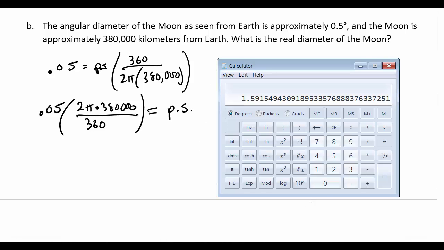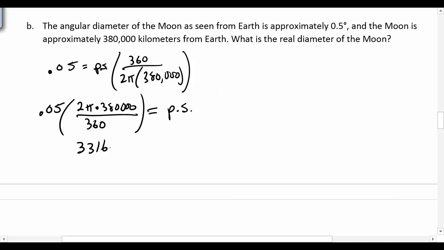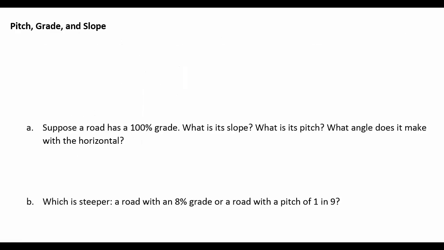So let's see, 0.5 times 2 times pi times 380,000, and I want to divide that by 360. And I get, let's see, 3,316. It's about the physical size of the moon. It's about 3,300 kilometers, give or take.